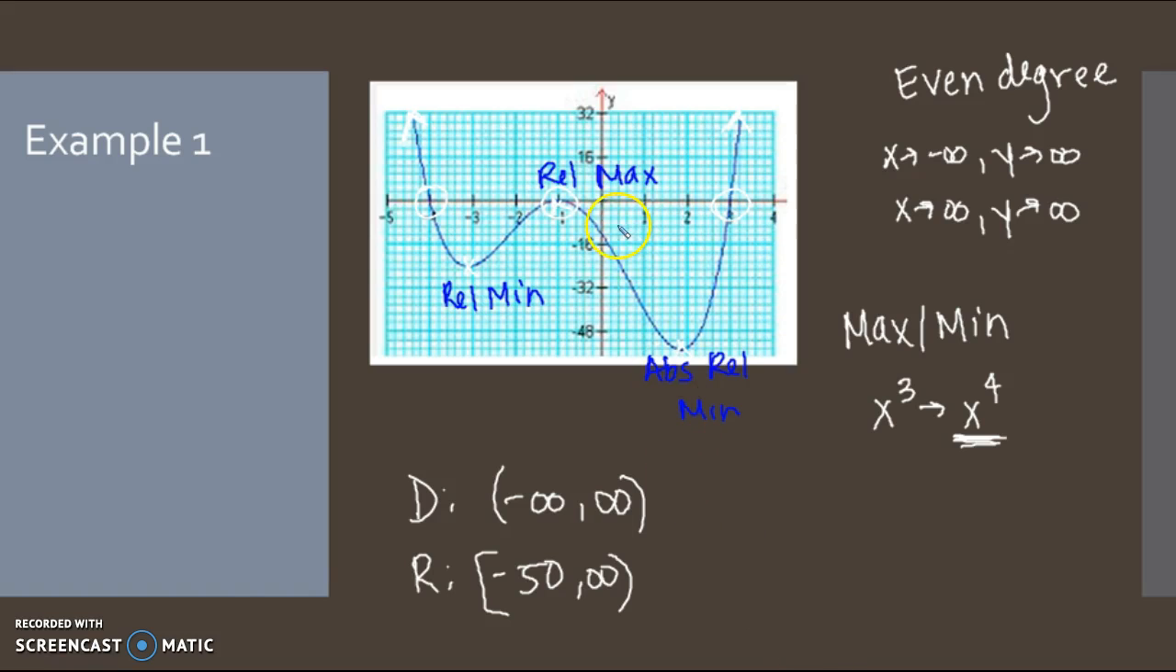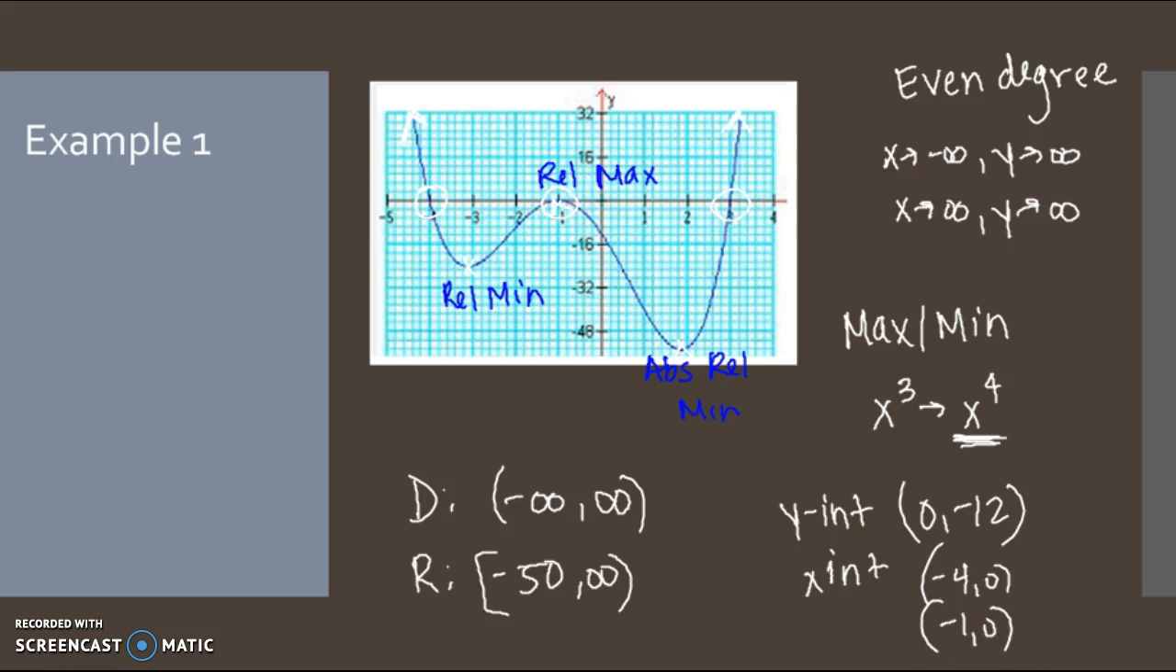All right, looks like my y-intercept might be at negative, I don't know, we're going by 4s, I guess, so maybe negative 12 for my y-intercept. All right, and then I've got x-intercepts at negative 4, at negative 1, and at 3. So those are some of the key features for this polynomial.